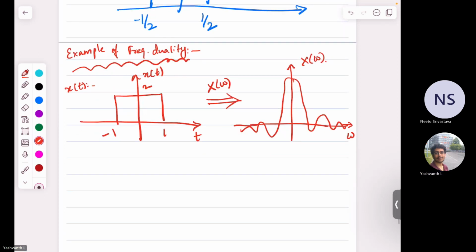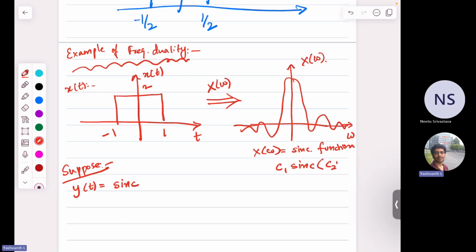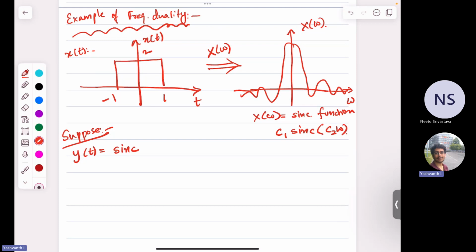Now what I'm saying is, suppose you have some y of t equal to a sinc function. So basically your x of omega is equal to a sinc function. I'm not writing the exact expression. You will have some constant c1 times sinc of c2 into omega. The numbers c1 and c2 you need to find out from the definition of Fourier transform, the integral. You evaluate the Fourier transform of this rectangular signal and you get this sinc function in the Fourier domain.